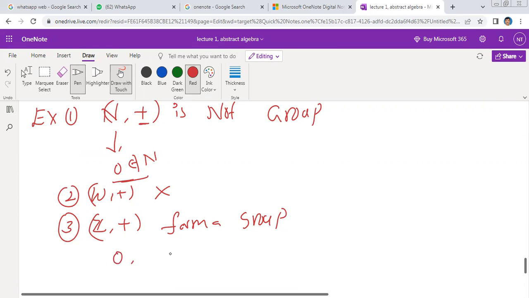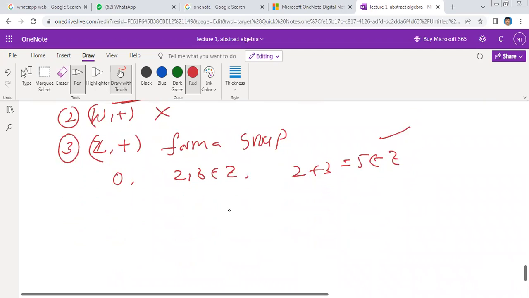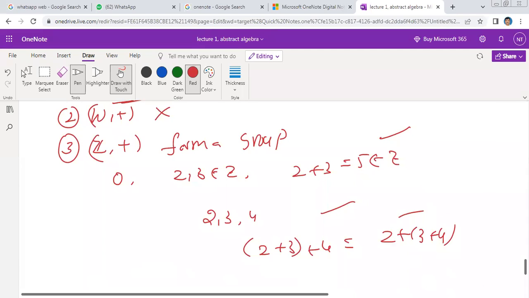Zero is the identity element. Take any two elements, 2 and 3 in Z. 2 + 3 is equal to 5. 5 is also an integer which belongs to Z. Closure property is satisfied. Associative property is also satisfied. Associative in the sense, take 2, 3, 4: (2 + 3) + 4 is nothing but 2 + (3 + 4). Both are the same values. Therefore, associative is satisfied.